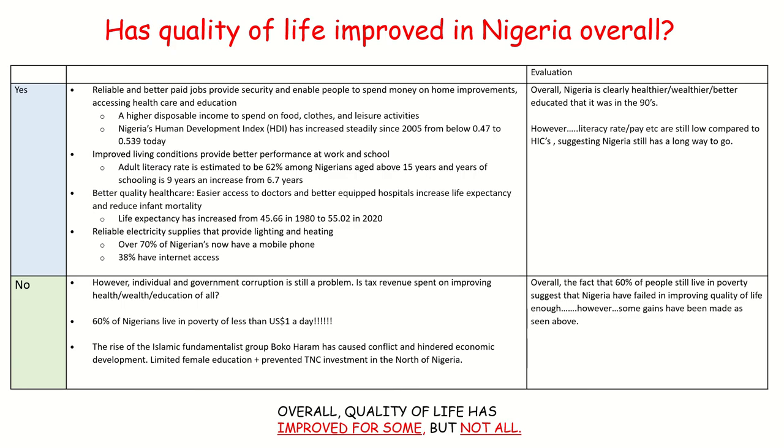And in Nigeria, it's the case where, yes, overall, the country has certainly developed. It's healthier, wealthier, better educated. But to say that everybody in the country has benefited is completely wrong. Because if you are living in those areas with Boko Haram, if you are one of those 60% in extreme poverty, you are not going to be telling a similar story.